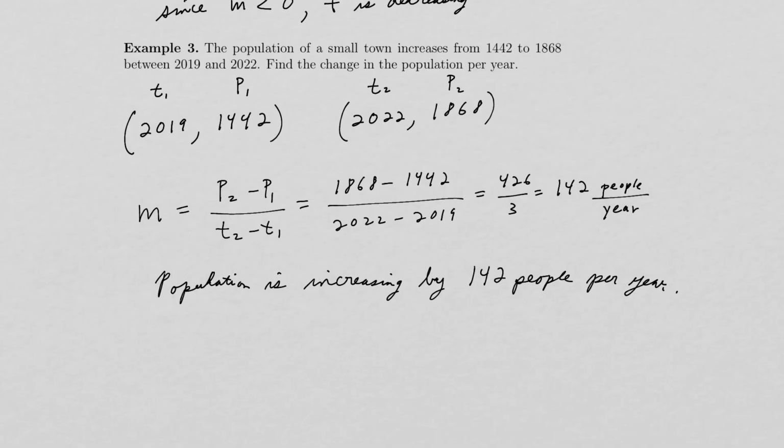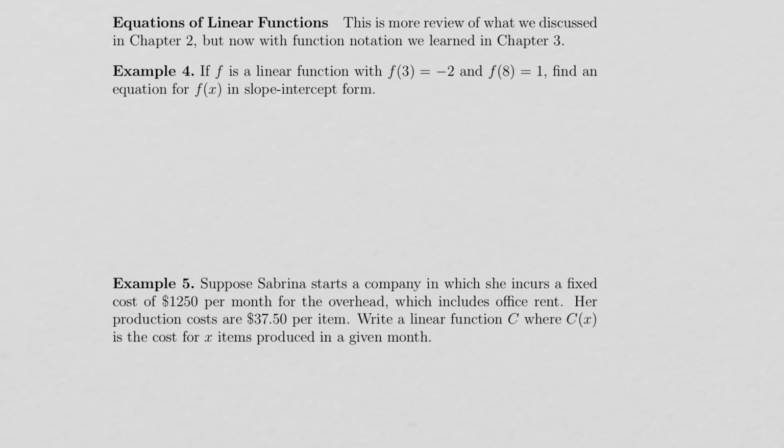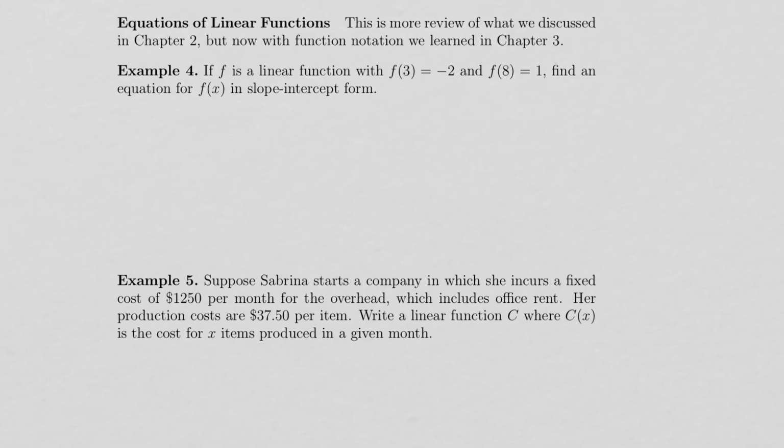Okay, equations of linear functions. Again, we've already done this back in chapter 2, but now we're just going to use more functional notation. So example 4: if f is a linear function with f of 3 equals negative 2 and f of 8 equals 1, find an equation for f of x in the slope-intercept form.